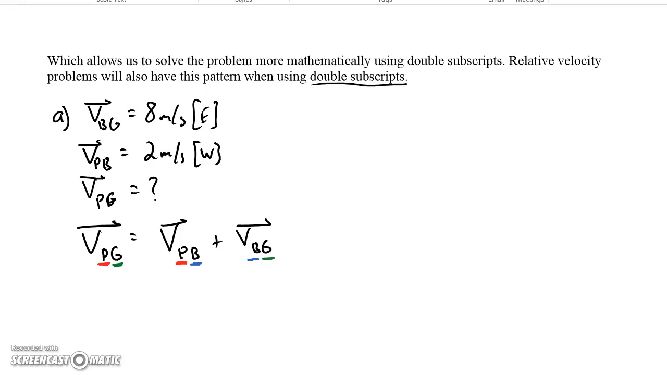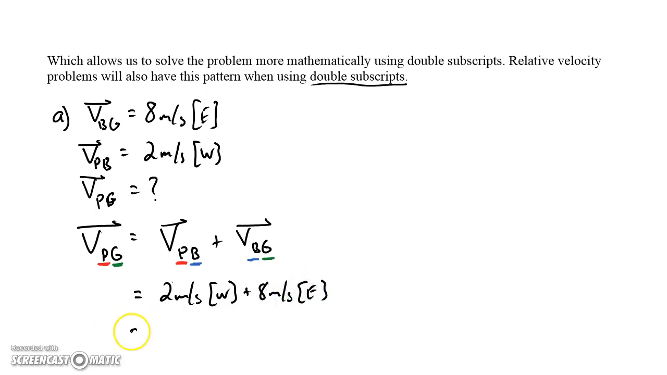In this case, we can just plug our numbers in right away, and we would get, it's person to the bus, so 2 meters per second west, plus bus to the ground, which is 8 meters per second east, which will give us, as we expected, 6 meters per second east.